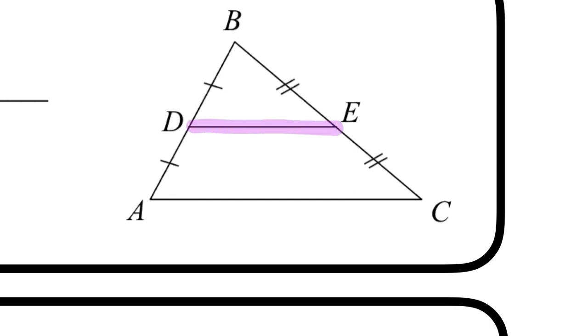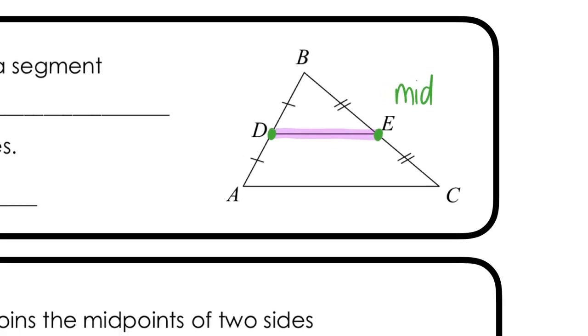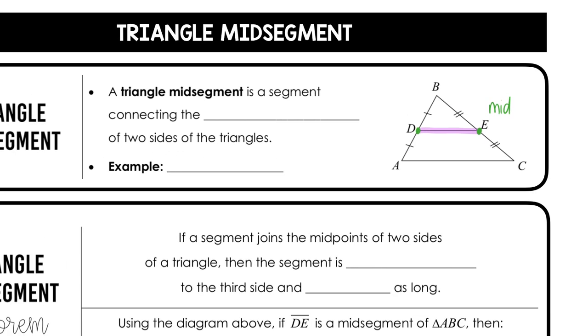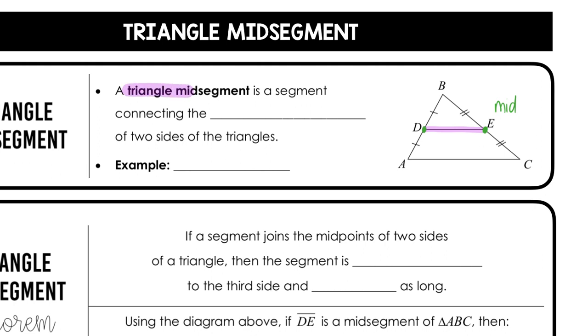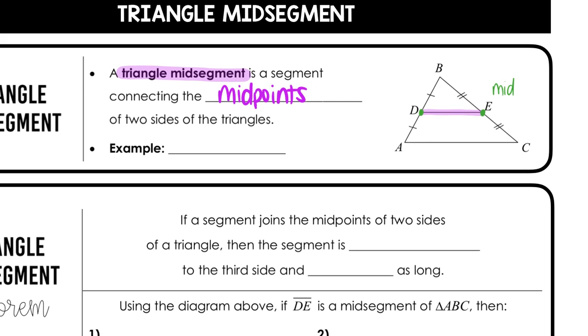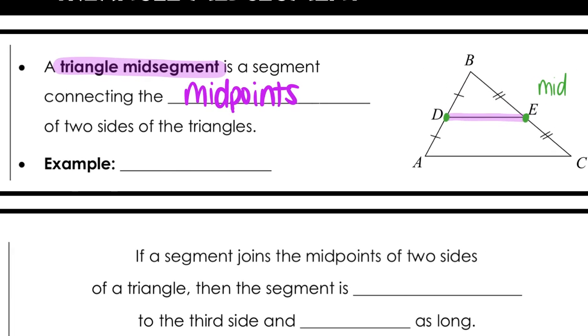The reason why it's called the mid-segment is because it connects the two midpoints of these sides. So for the sides AB and BC, if you take the midpoint of each of those sides and then connect the dots, it creates this line which is called a mid-segment. There are some special properties about that mid-segment, which we're going to talk about today. A triangle mid-segment is just a segment that connects the midpoints of two sides of the triangle. In the picture that we see, the mid-segment would be segment DE.